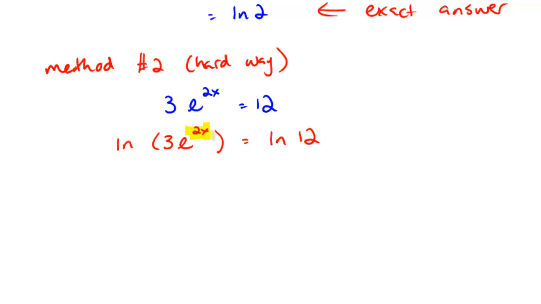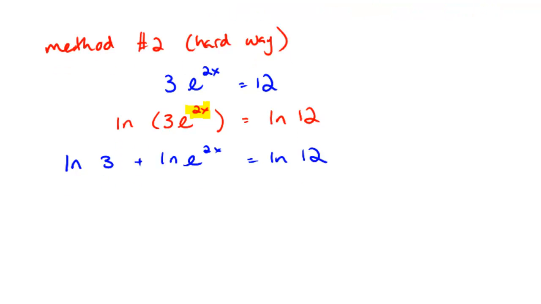So in order to do this properly, we actually have to split this into 2 terms first using the product rule. So ln of 3 plus ln of e to the 2x is equal to ln of 12. So just make sure you don't put the 2x out in front of the ln of 3 times e. That is not going to work. So then you get ln of 3, then ln of e to the 2x. The question is, what exponent on e gives e to the 2x? Clearly it's that.